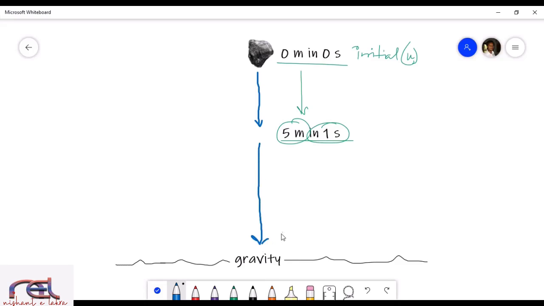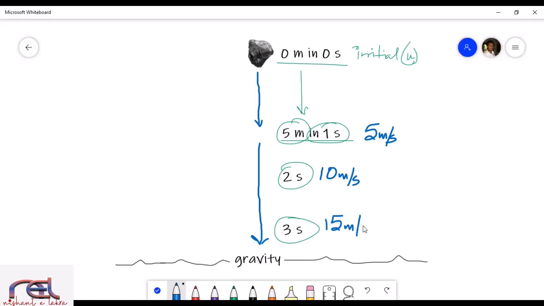We are trying to understand, I am using the illustration of the motion of a body under gravity. When you throw or if you drop a stone, it will fall downwards. In 1 second the velocity is 5 meters per second, right? And in 2 seconds it will keep on increasing because of gravity. In 2 seconds it is 10 meters per second, and in 3 seconds it is 15 meters per second.